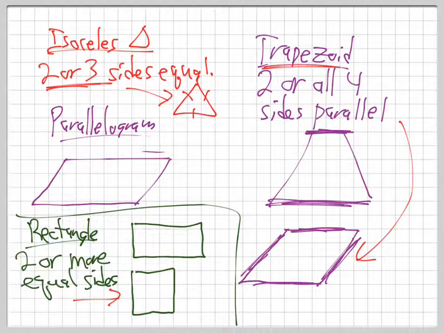So remember the trapezoid definition? A trapezoid has two or four sides parallel. Top and bottom, or right and left, or both. So yeah, square fits that, doesn't it? So have these on your 3x5 card and understand them.